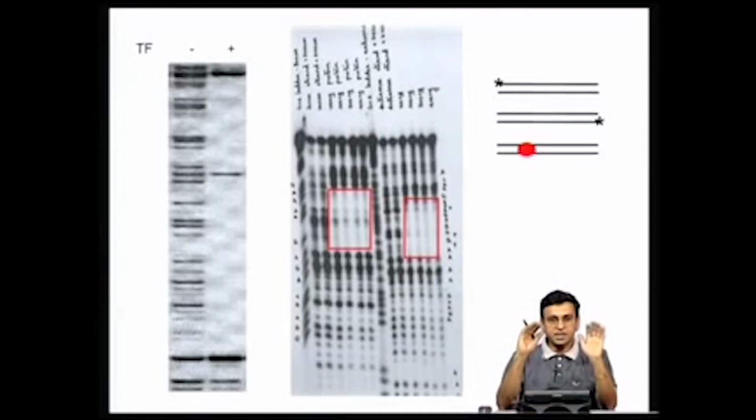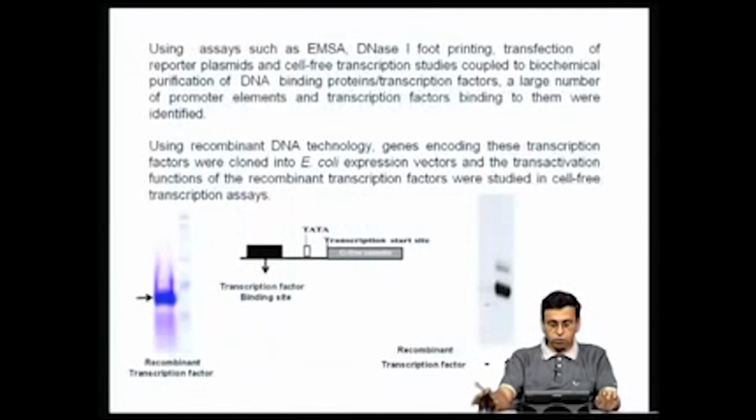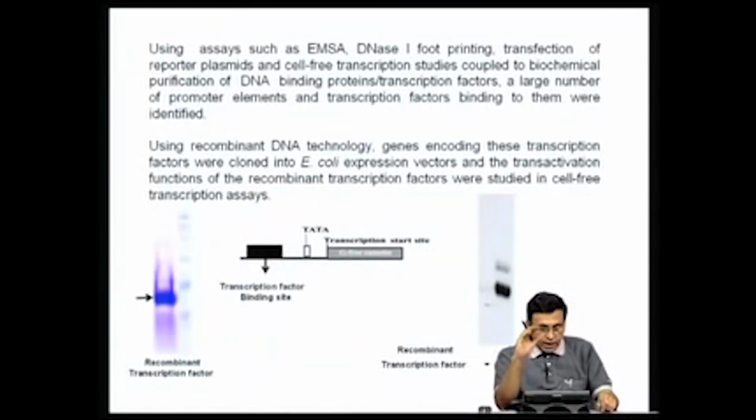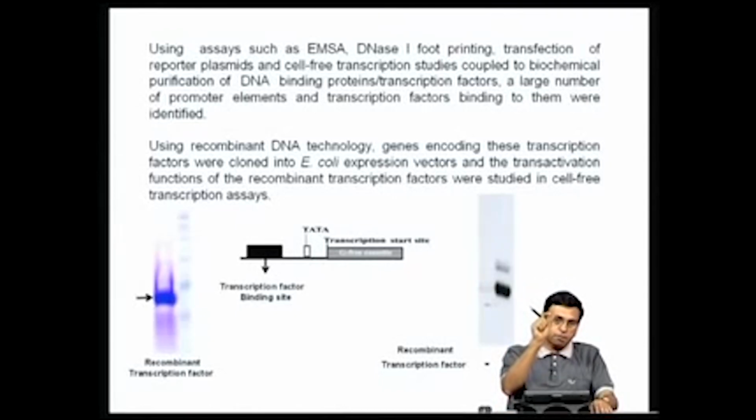So this is how one can precisely map transcription factor binding sites in the promoter region using DNase I footprinting studies. Using assays such as EMSA, DNase I footprinting, as well as transfection of reporter plasmids into various cell lines, making promoter deletion studies, as well as cell-free transcription studies, either using crude nuclear extracts or using purified components of general transcription factors, people have been able to purify a number of transcription factors from various eukaryotic cells, and have also been able to identify the various promoter elements to which these transcription factors are going to bind.